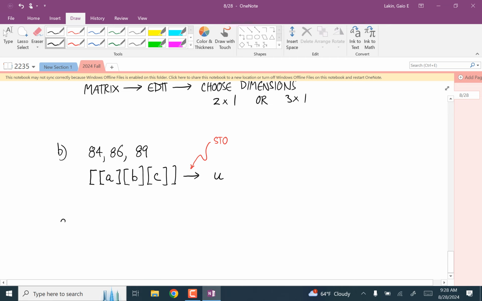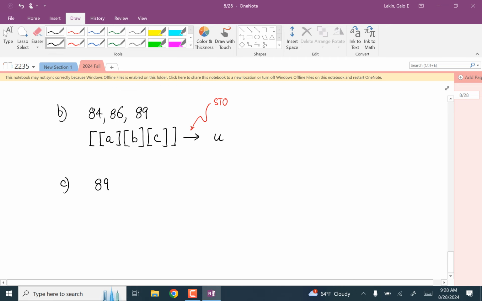On the 89 only, you can use a little quicker syntax: a square bracket to say that you're entering a matrix, and then go A, semicolon, B, semicolon, C, and then store in whatever you want.